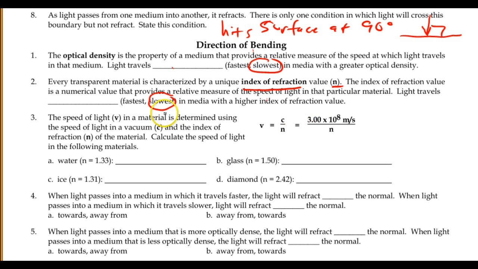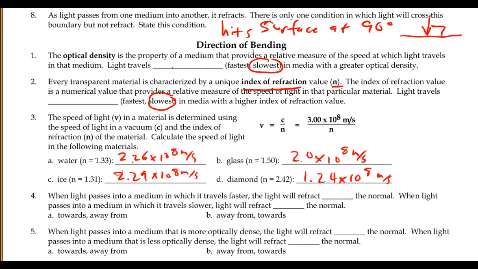Some common materials and their index of refraction: water 1.33, ice just a little bit less, glass 1.50, and diamond 2.42. We can go ahead and use this relationship to calculate the v, the speed of light, in those different materials. Again, it has to be less than c, 3 times 10 to the 8th. So for the first one, we would take 3 times 10 to the 8th and divide by 1.33. And that'll give us the speed of light. So try those for yourselves, but these are the values you should get. 2.26 times 10 to the 8th meters per second.